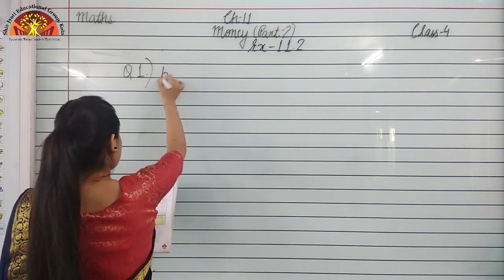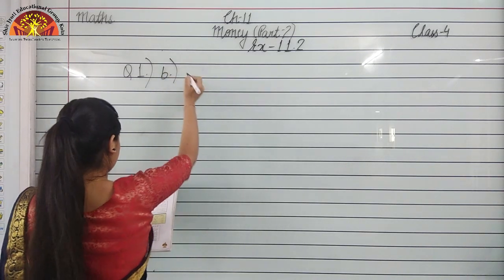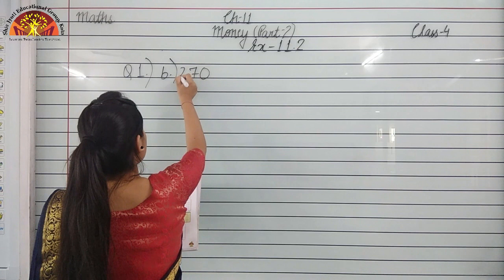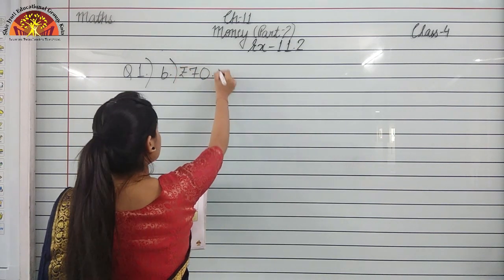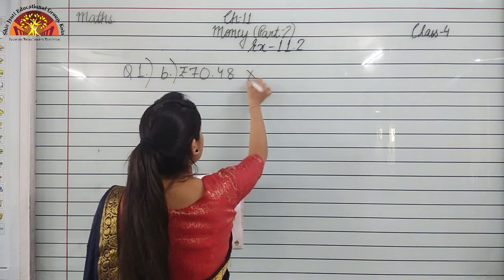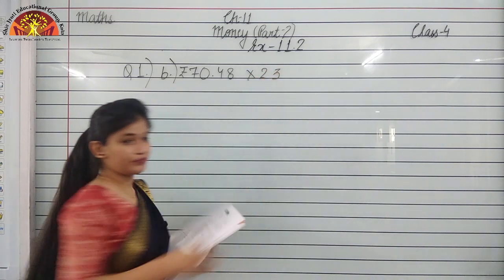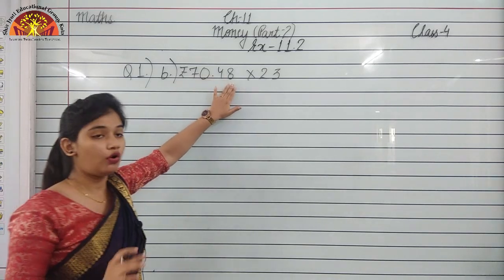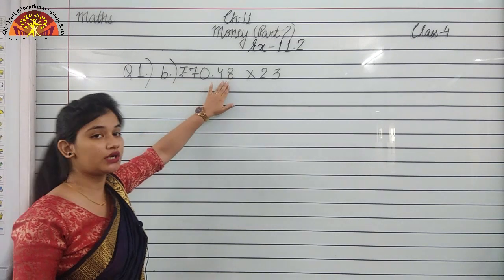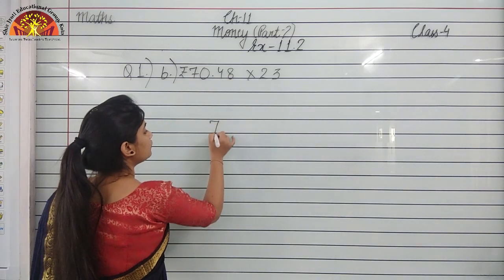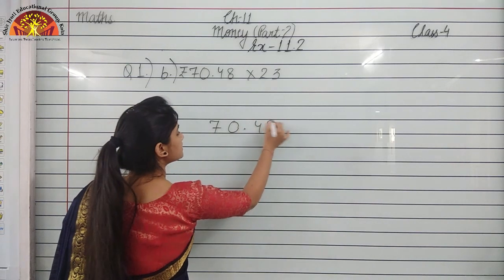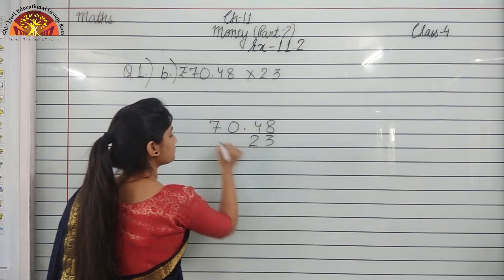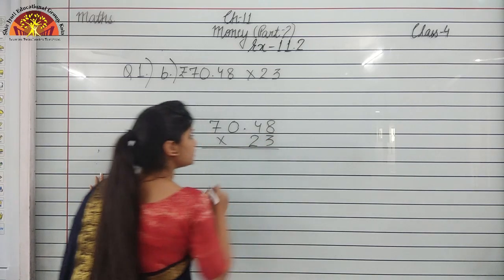So students, I am taking B part of this question, and the B part is rupees 70.48 multiplied by 23. Okay students, so how will we read this number? Rupees 70.48, or we can say rupees 70 and 48 paisa. So now first you will write the first number, that is 70.48, and now we are going to multiply it by 23.